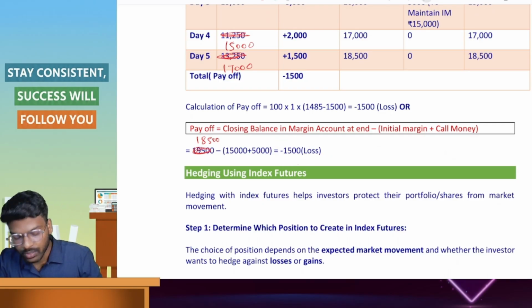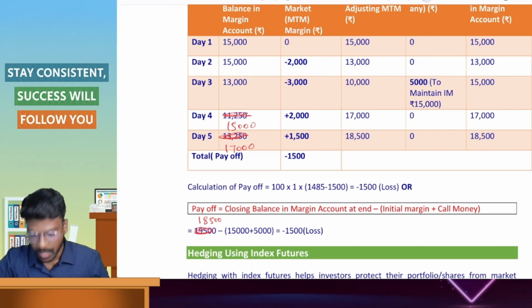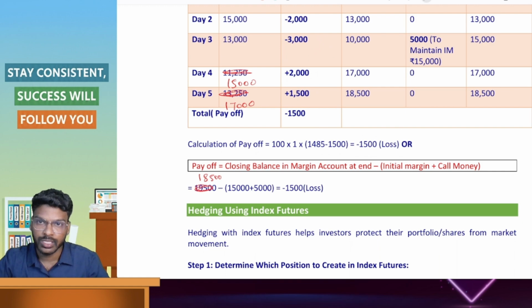There are 3 ways to compute the total payoff. You can add this, or you can use the payoff formula. Okay, long position. In case of long position, settlement price minus entry price multiplied with lot size multiplied with number of contracts.